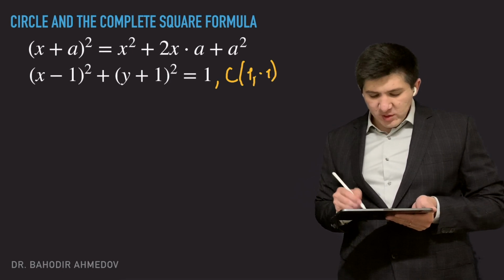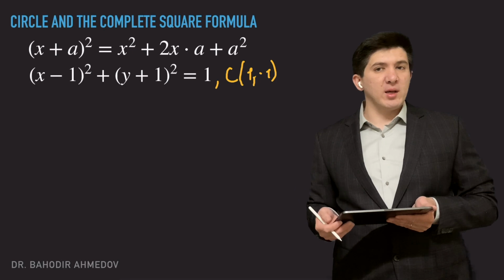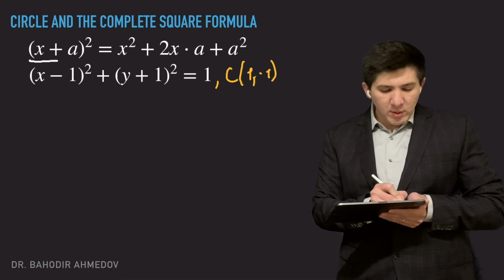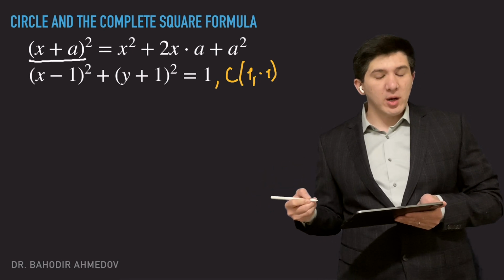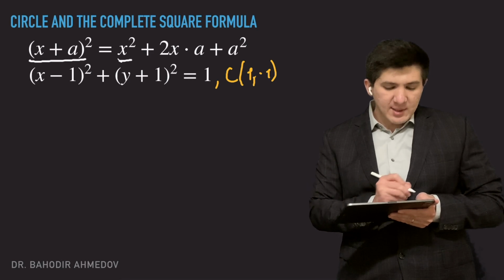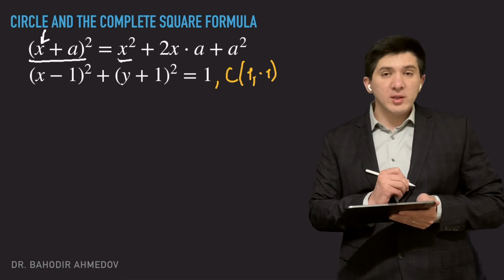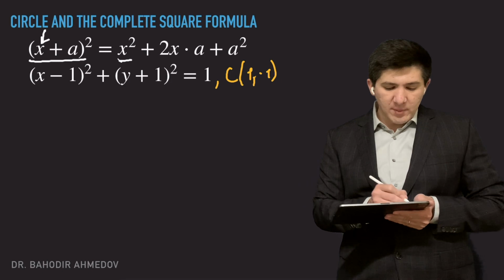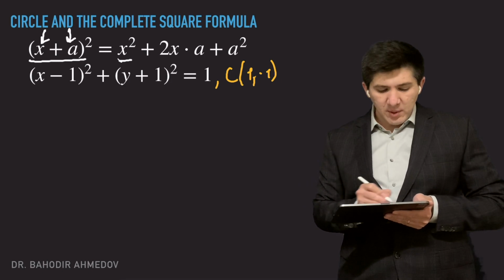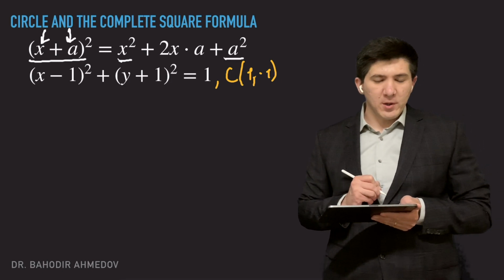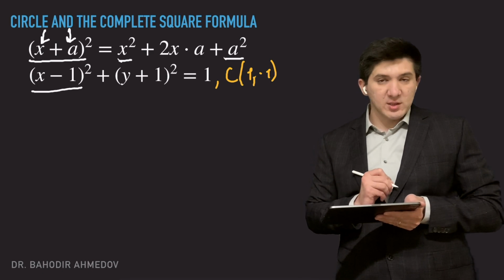But what if I expand all of the brackets? We know that there is a formula: x plus a in a square can be expanded as x in the square, essentially the first term in the square, plus 2 times the first term times the second term, plus the second term in the square. So let's apply this for this bracket.